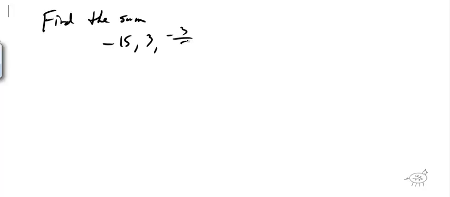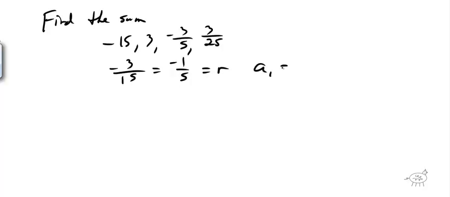Okay, let's try another one here. Again, same directions. Find the sum. So we got -15, 3, -3/5, and 3 over 25. So once again, you test it out. It's not a bad idea to test it out over a couple of terms. So r is 3 over -15, which is -1/5, and -3/5 divided by 3 also gives you -1/5. Just a good idea to test it out. So that's r. And then a sub 1 is -15.